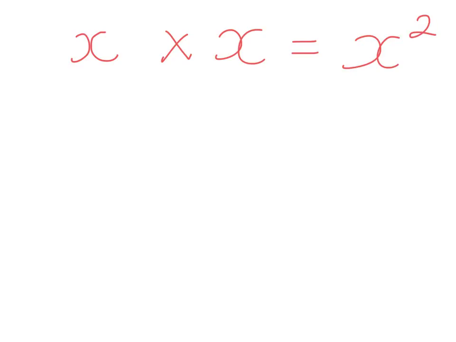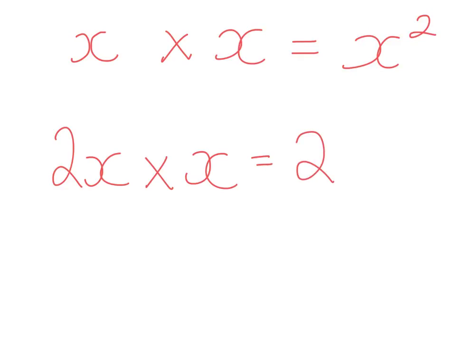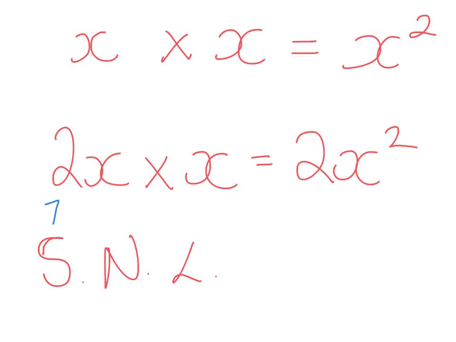When we're multiplying like letters, we add the indices. So for example, if I have x multiplied by x, I'm left with x squared. If I have 2x multiplied by x, it's 2x squared. And this is where our sign, number, letter rule comes into place. We do the sign first, then our numbers, and then our letters.